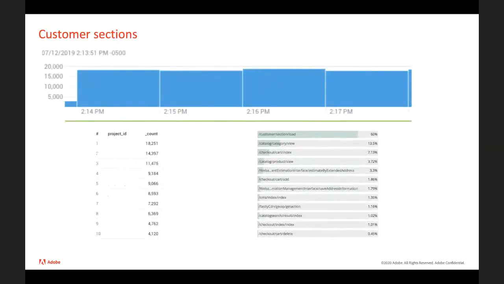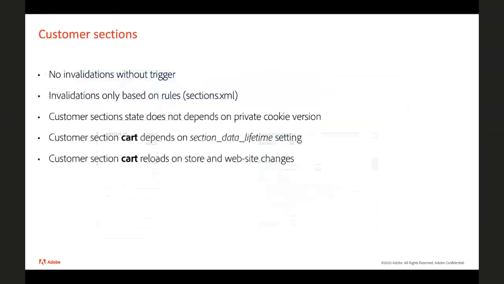So recently we had 3 or 4 requests in addition to one. So yeah, if a user comes to your website, Magento generated 3 additional or even 4 additional requests to the Magento core, which leads to unnecessary traffic. So that's how it works right now. It's already fixed. So right now there's no invalidation without a proper trigger. Invalidation happens only based on rules that are described in the section XML.